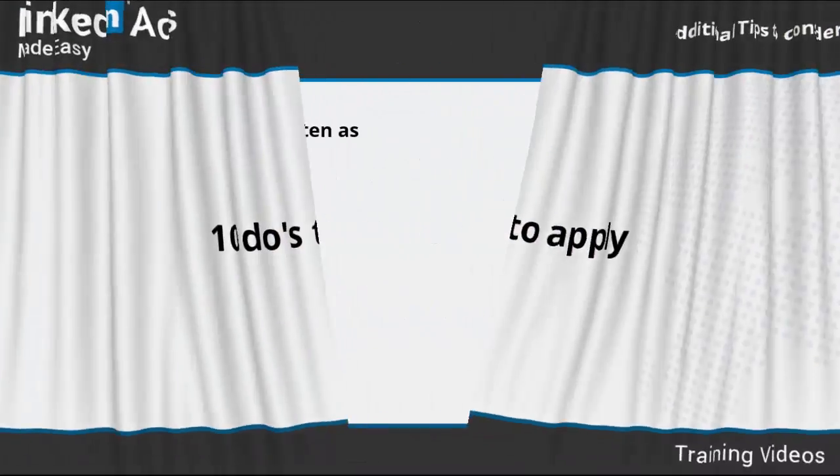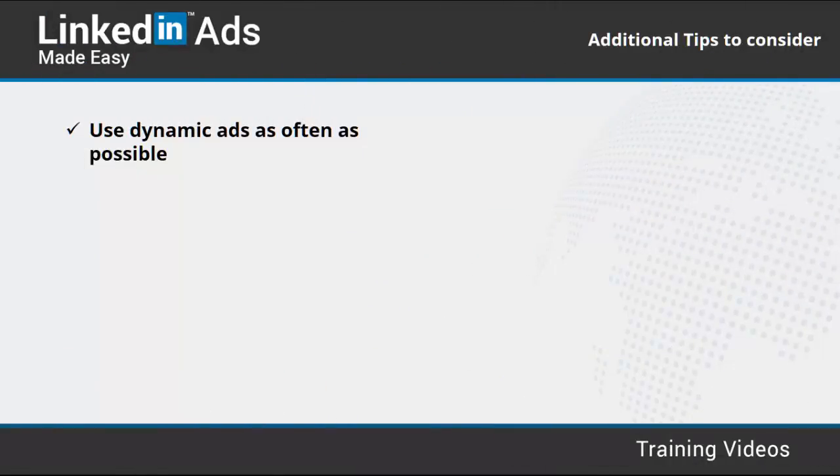10 do's to apply. Use dynamic ads as often as possible. 50% of current LinkedIn users access LinkedIn from a mobile device, which means that simple text and displays will not make their way into these users' eyeballs. What you will need to do in order to make your content and promotions reach those users is to create dynamic ads and serve those. Dynamic ads will work better for you as long as your aim remains reaching as many people in your targeted audience as possible.